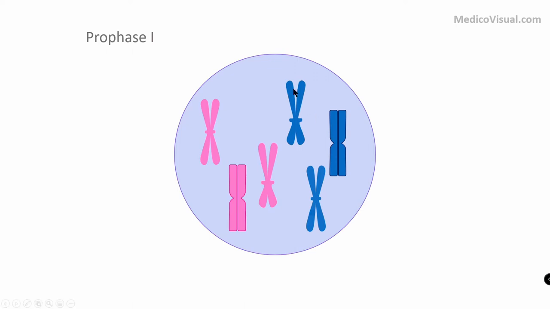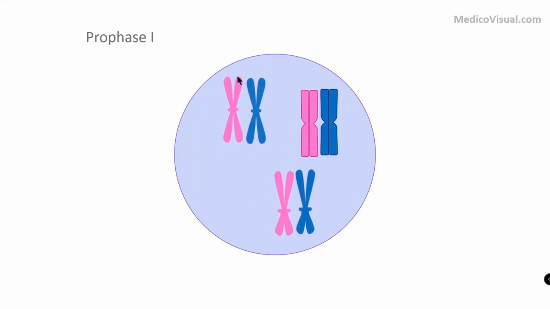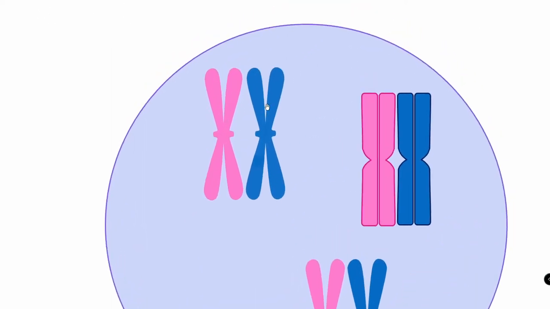So here you can see some of the chromosomes, they are quite similar to each other in shape. For example, here you can see these two, they look similar to each other, right? And these also look similar to each other. Let's suppose this is chromosome number 1, right? And in this chromosome number 1, they are in the form of a pair. This pink one came from the mother, and this blue one came from the father, right?